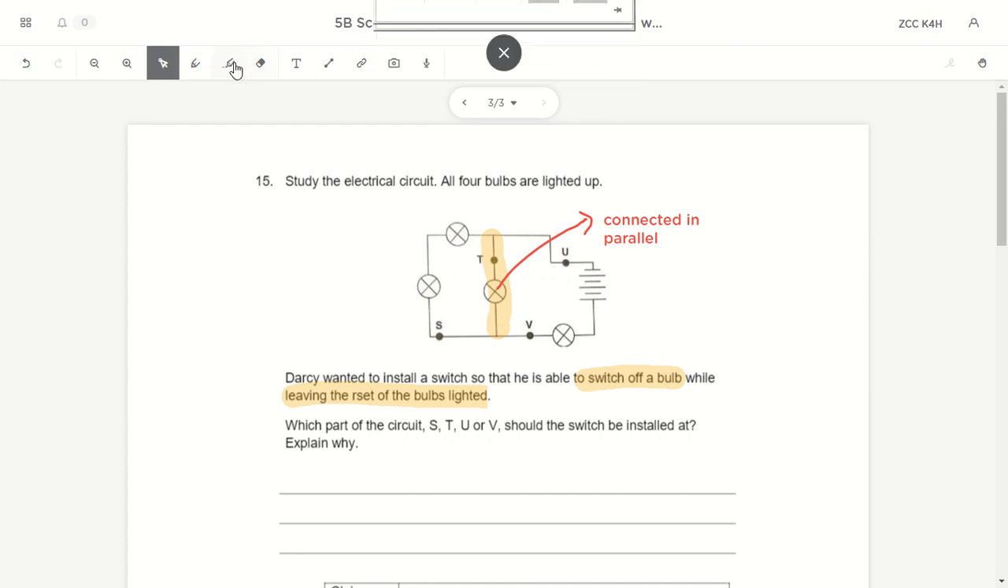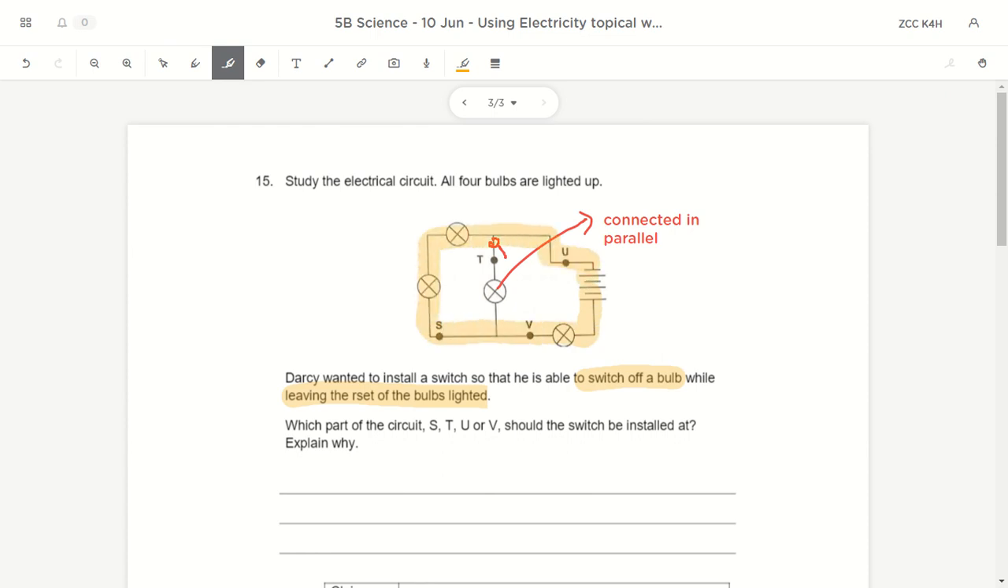So let's draw it in diagram form. Let's say this is a switch. Let's draw it like that, and then let's say it's open. Now this is like an open switch. So you realize that if I have a switch at T and I open the switch, electric current can still flow through here, here, here, here, here, here, here. It doesn't go down that parallel side. So effectively you're just controlling only one bulb.